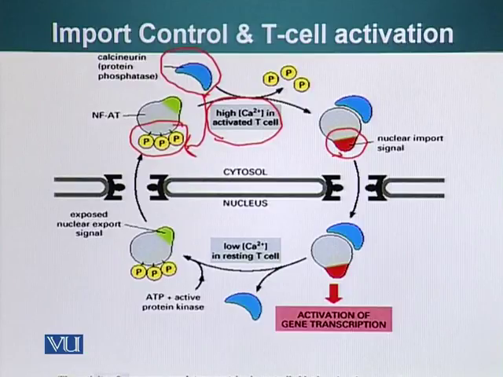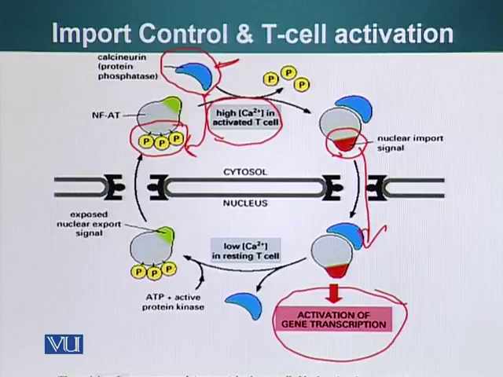In inactive form, NFAT is phosphorylated. Once the activation signal has been received, it becomes dephosphorylated by the action of calcineurin. When the nuclear import signal is exposed, this allows NFAT to be imported into the nucleus, where it will result in activation of gene transcription, which will ultimately result in activation of that particular T cell.